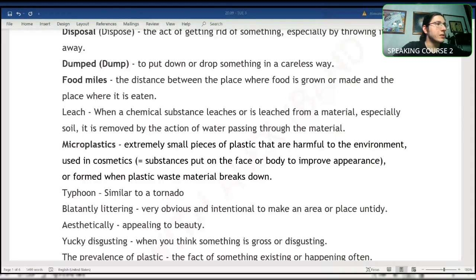Yes, so whenever a cyclone starts on the water and then moves onto the land, that's called a typhoon. Whenever it stays in the water, it's called a cyclone. And whenever there's no water, it's just on the land, that's called a tornado.